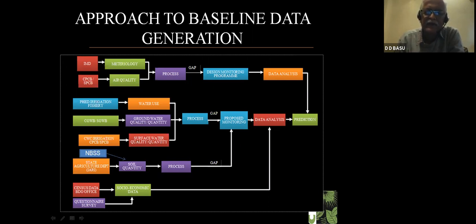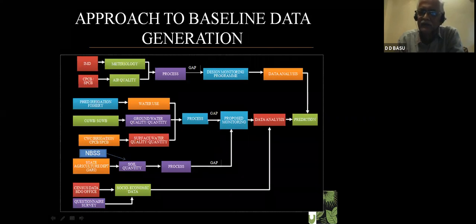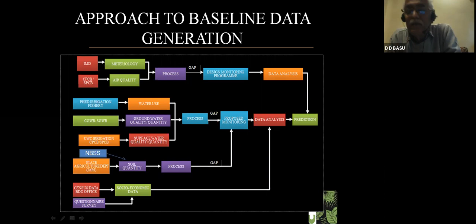CPCB and SPCB have a very big monitoring network. They are operating 700 stations under the National Air Quality Monitoring Program. Also, they have continuous air quality monitoring stations. So these data are also available. If you process this data, you will find what the gap is and what more data is required. So you have to go for a design of a monitoring program, then the data coming in, data analysis, and then you have to go for a prediction.